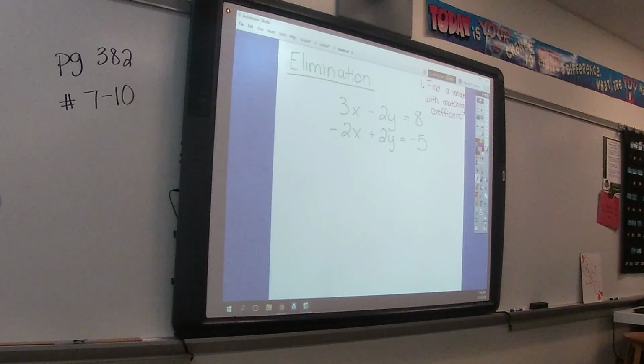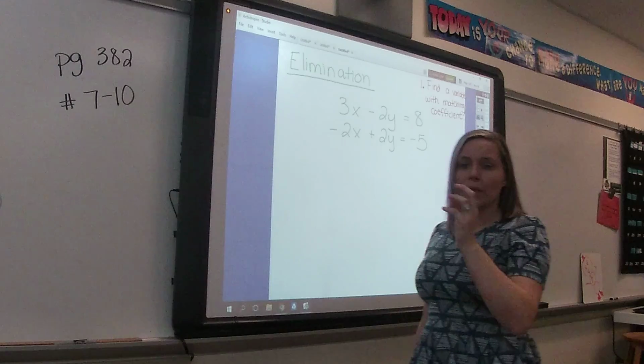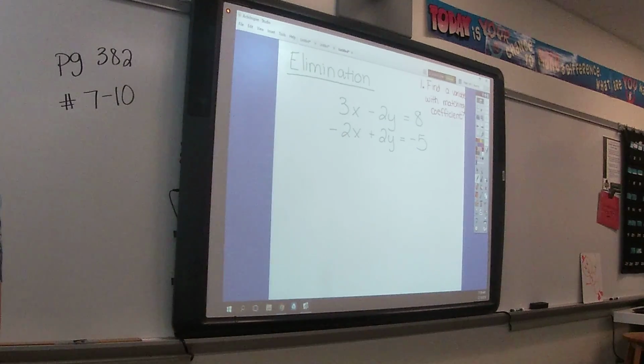We want to find a variable that has a matching coefficient. So what's a coefficient? The number in front of the variable. So 2 and 2. We are going to ignore the positive or negative sign. That's going to be irrelevant for this first step. I mean, it's important, we need to consider it, it's not like it's not there, but to find the ones that are matching, it's not important.